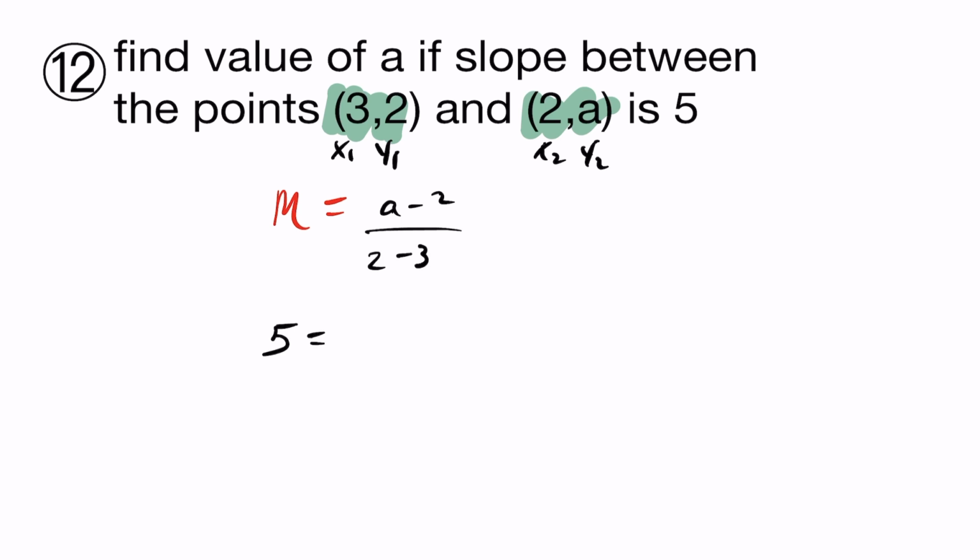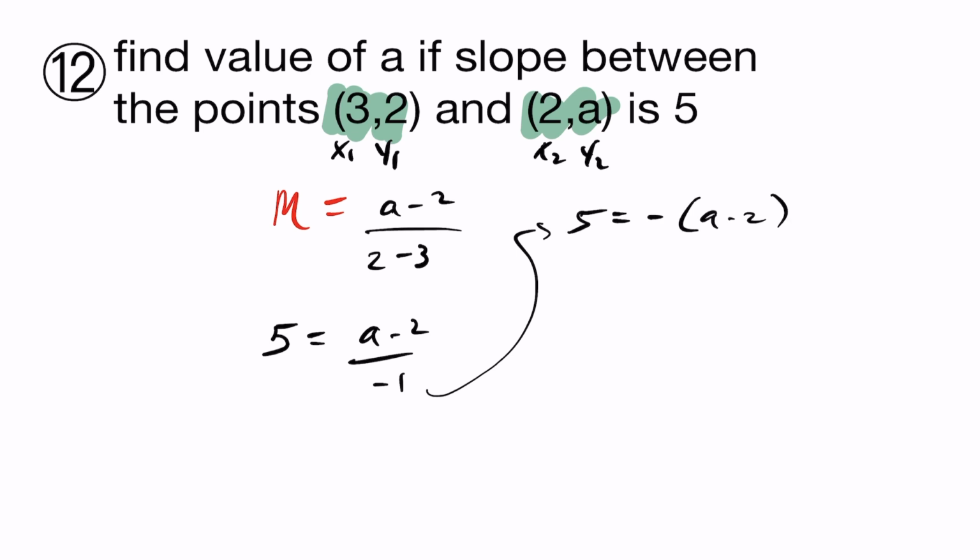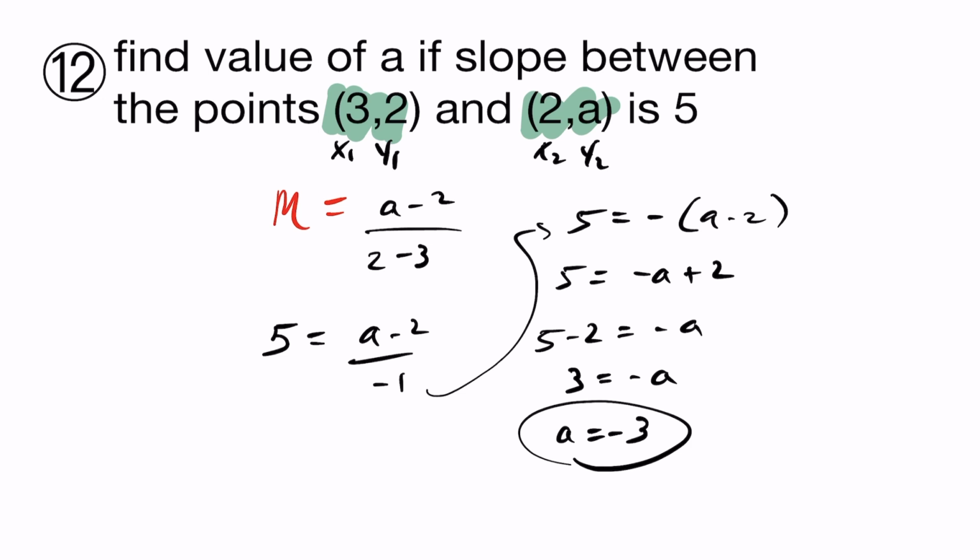So I have 5 equals a minus 2 over 2 minus 3, and 2 minus 3 is negative 1. So here, you can multiply across by minus 1 or push the minus sign to the top. If you push the minus sign to the top, make sure you put brackets around this. This ends up being 5 equals negative a plus 2. I'm just solving for a here. I can go ahead and subtract 2 on both sides of the equation, and I'm going to multiply across by negative 1. I get a is minus 3. So the value of a that'll give a slope of 5 is a being minus 3.